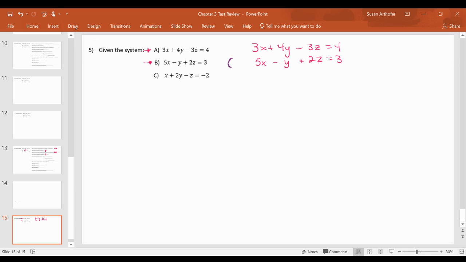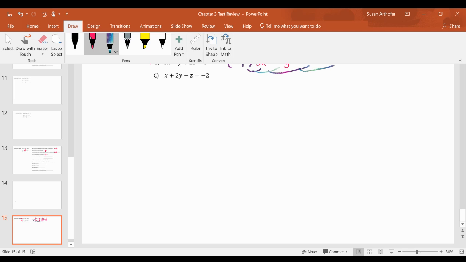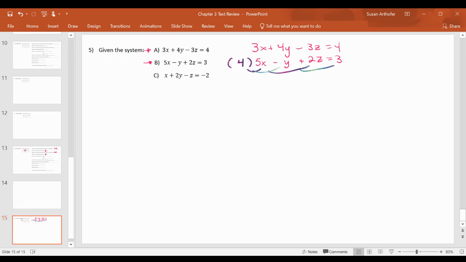And I'll need to multiply this equation on the bottom so that I can get 4y minus 4y. I need to multiply by a 4. So you're going to distribute that and make sure you distribute all the way through to every term. So 4 times 5x is 20x, negative 4y plus 8z equals 12. So I multiplied the 4 all the way through.